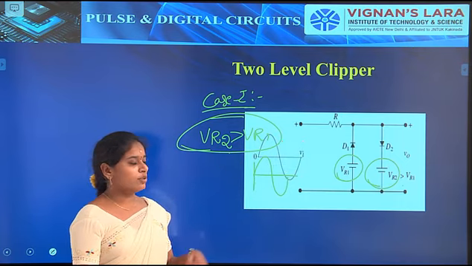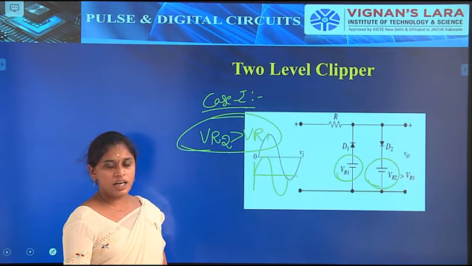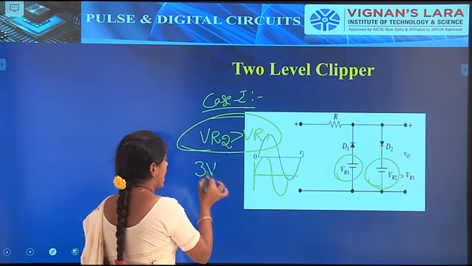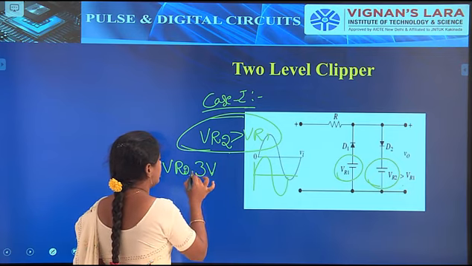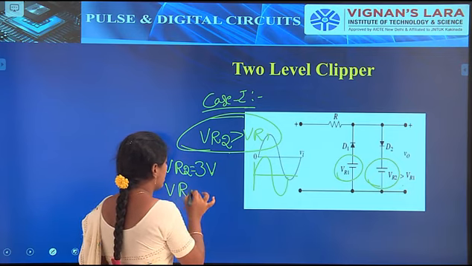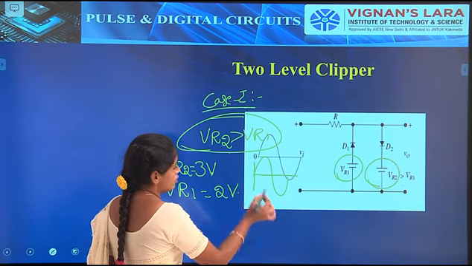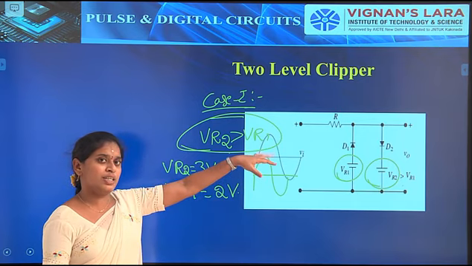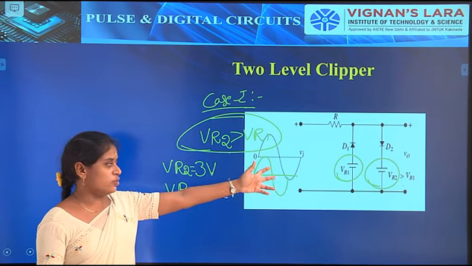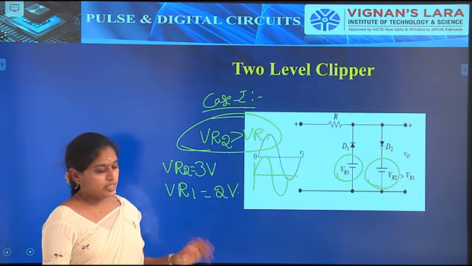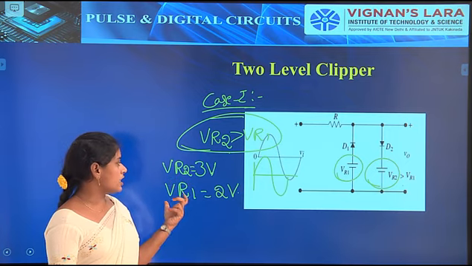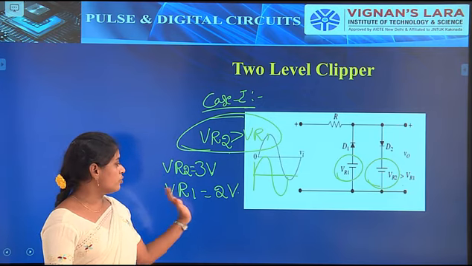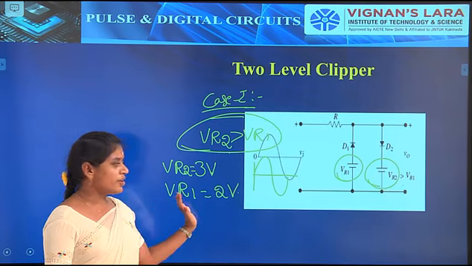With an example I will explain the VR2 condition. I am assuming VR2 will be 3 volts, and VR1 will be less than VR2, so VR1 is taken as 2 volts. Both are positive voltages. It is your choice to take negative voltages, but you have to shift the connection, placing the reference level in the negative direction. Here I am applying positive voltages: VR2 is 3 volts and VR1 is 2 volts.